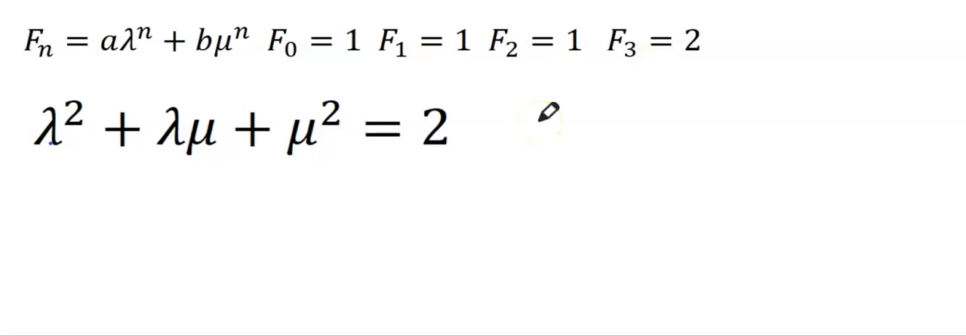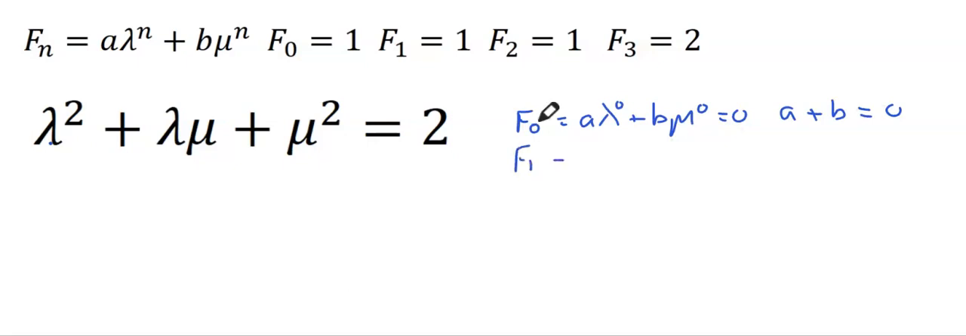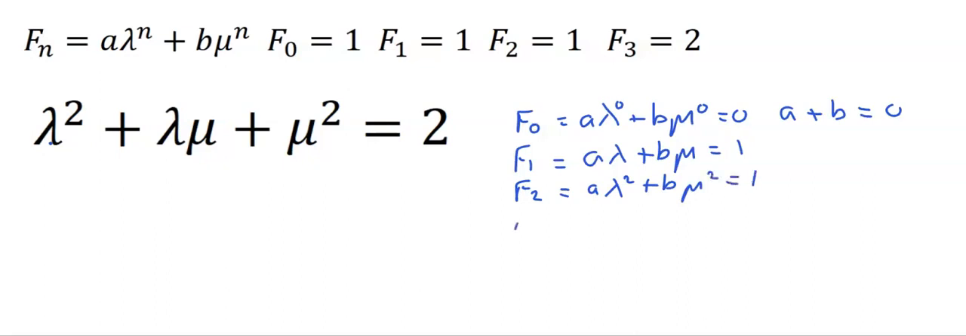So we write out the equations this entitles us to write out. We have F0 equals a lambda to the naught plus b mu to the naught, which is naught, so that a plus b equals naught. We have F1, which is a lambda plus b mu equals 1. We have F2, which is a lambda squared plus b mu squared equals 1. And F3, which is a lambda cubed plus b mu cubed equals 2.